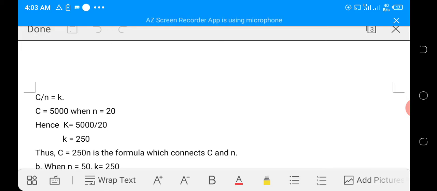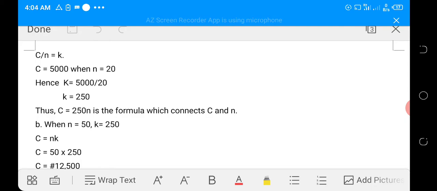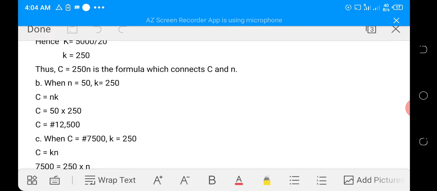Now, let's go to B. We are to find the cost when 50 baskets were bought. That is, we are looking for C when N is equal to 50. Using our formula, C is equal to NK, where N is equal to 50 now and K is 250. Substituting for N and K, we have C is equal to 50 times 250, and that is going to give us 12,500 naira, meaning that the cost of 50 baskets of tomato will be 12,500 naira.